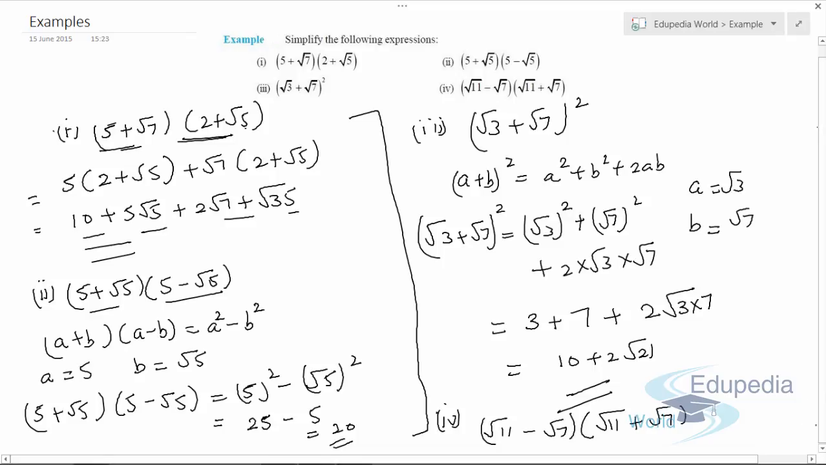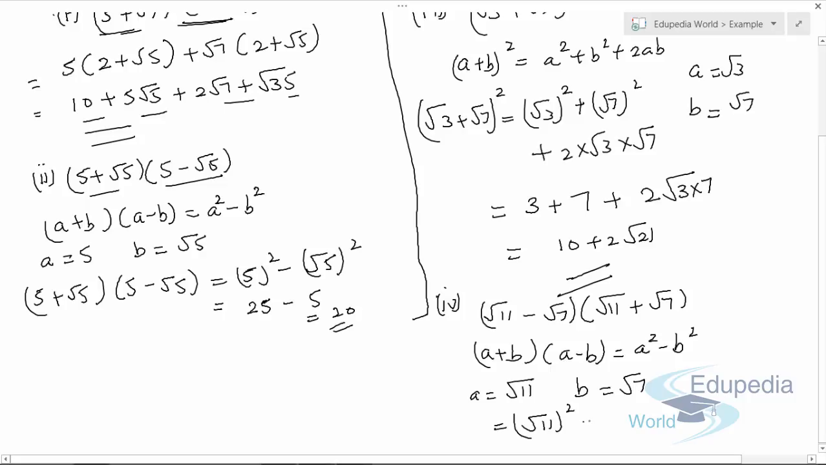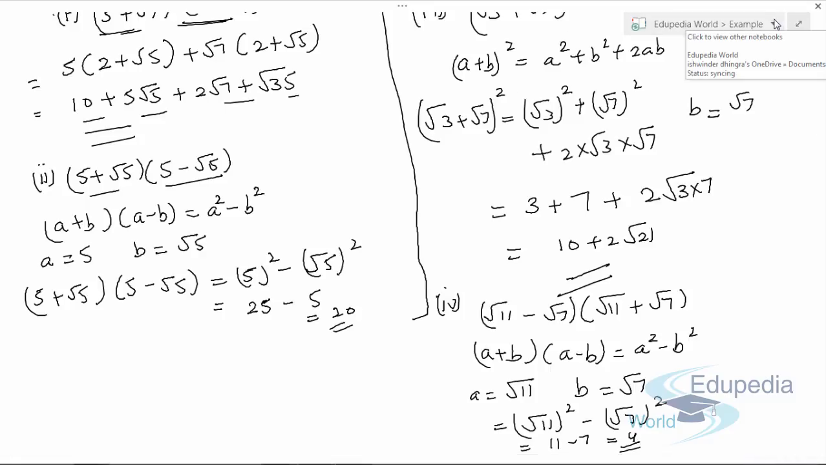So in this question we can again apply the identity, which is (a + b) into (a − b), which is equal to a² − b². So a over here is √11 and b is √7. So this comes out to be (√11)² − (√7)². So this comes out to be 11 − 7, which is 4. So this is how we can apply some of the rules of real numbers.